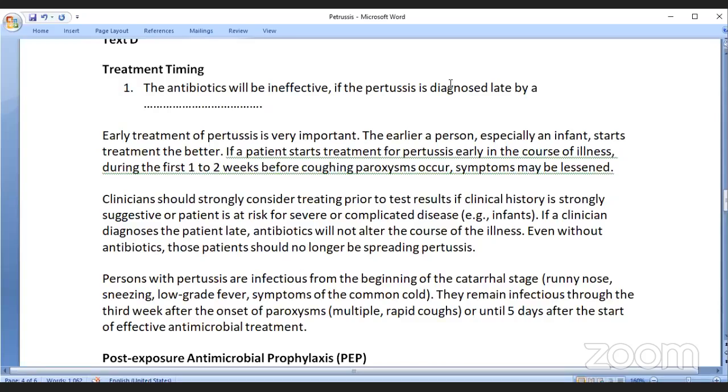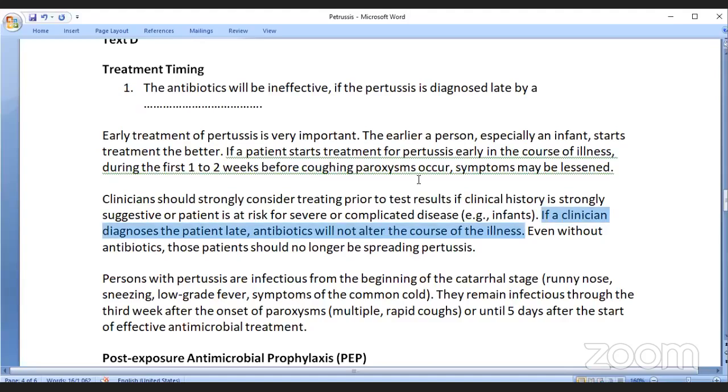Diagnosis late. Antibiotic will not alter the course of the illness. Second paragraph, which line? Which sentence? If a clinician diagnoses the patient late. Second line, yes, okay. So you can see, this is called paraphrasing.